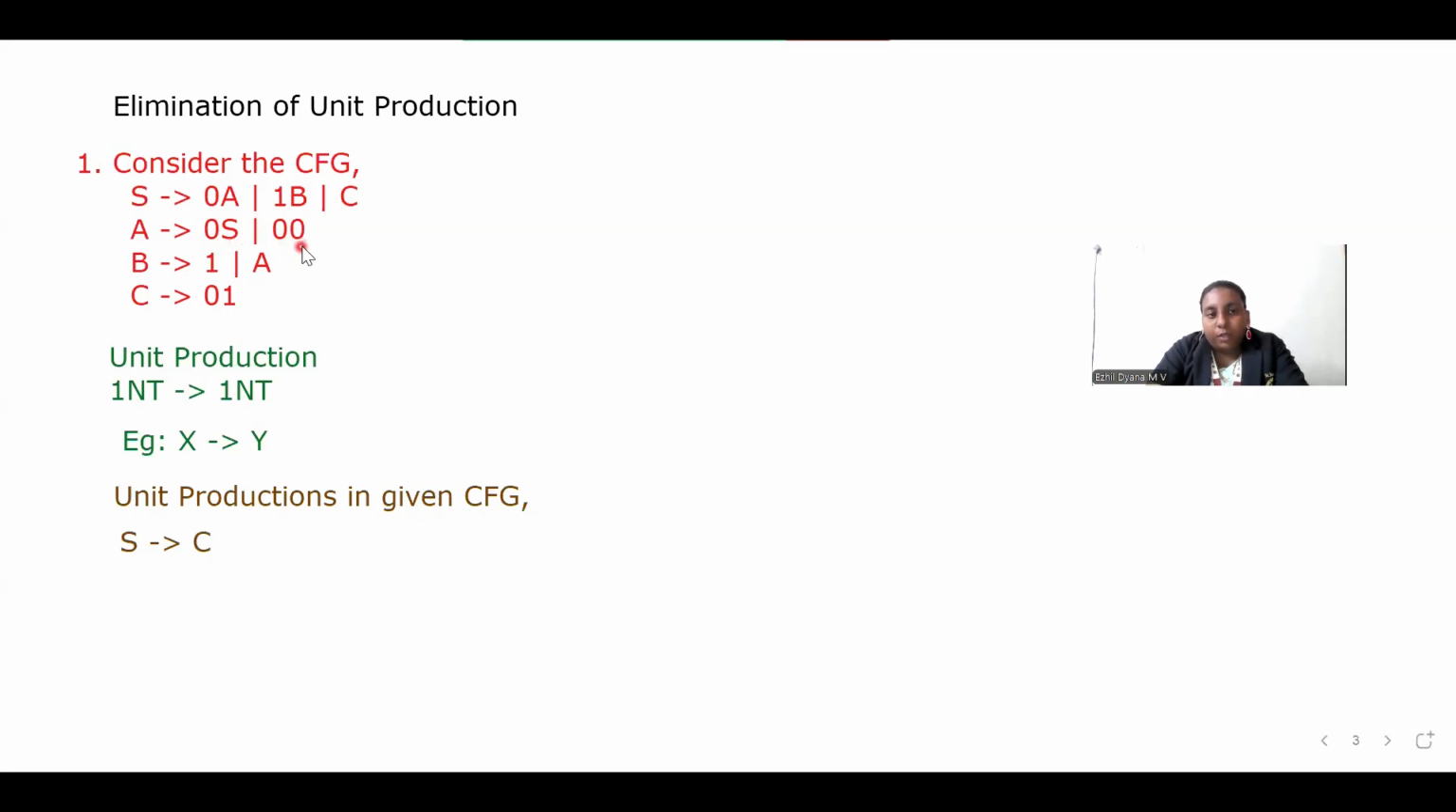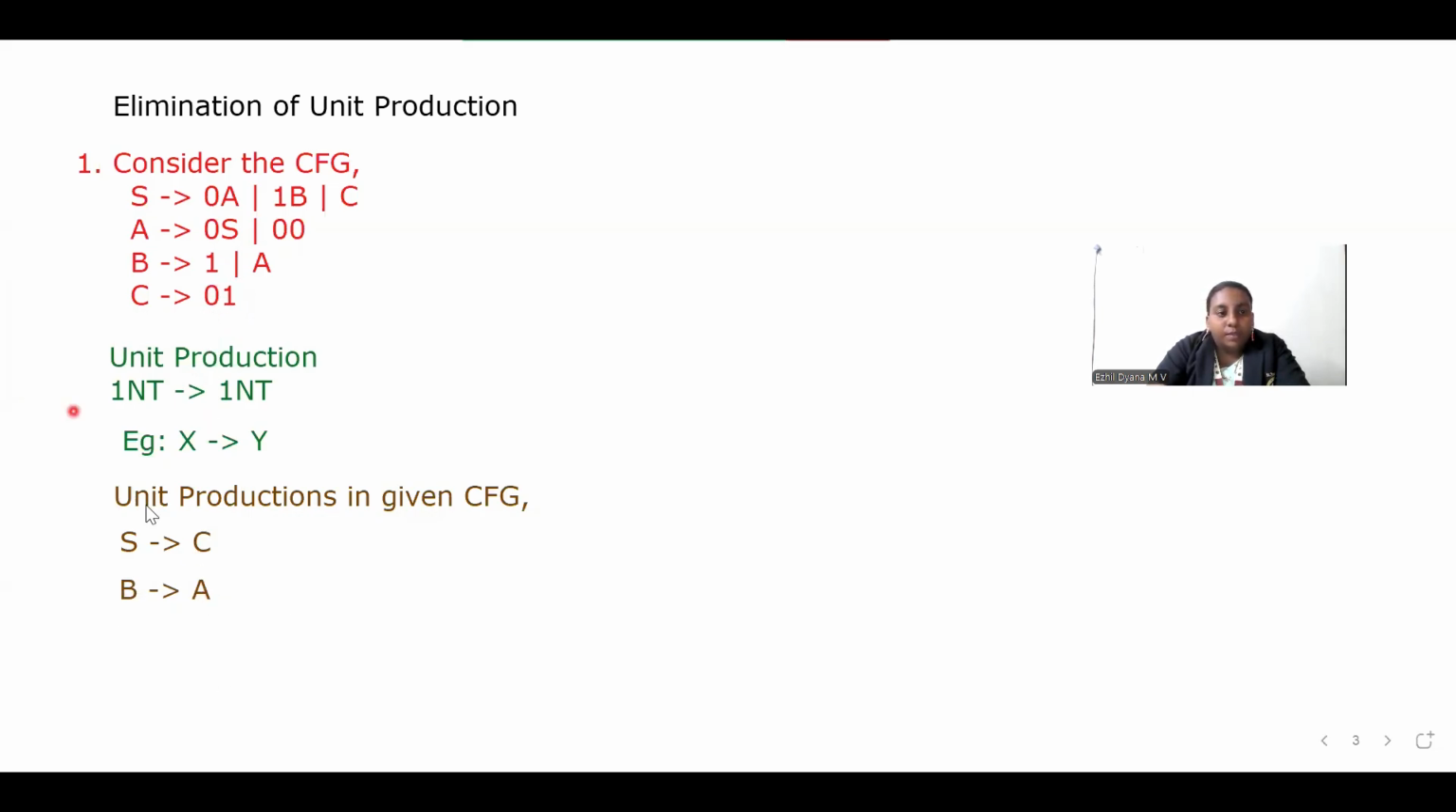A tends to 00, both are terminals. So this is not a unit production. B tends to 1, it is a terminal. So this is not a unit production. B tends to A. A is a non-terminal, single non-terminal. So this is a unit production. So you have one more unit production here, B tends to A. Next one, C tends to 01, which is a set of terminals.